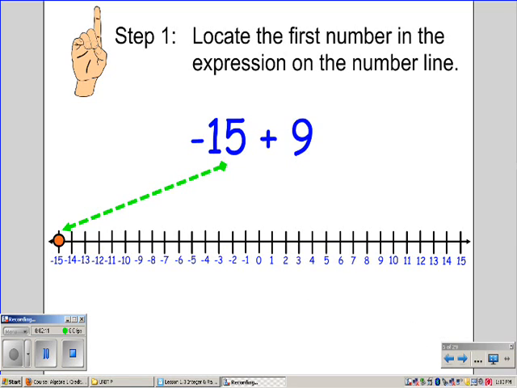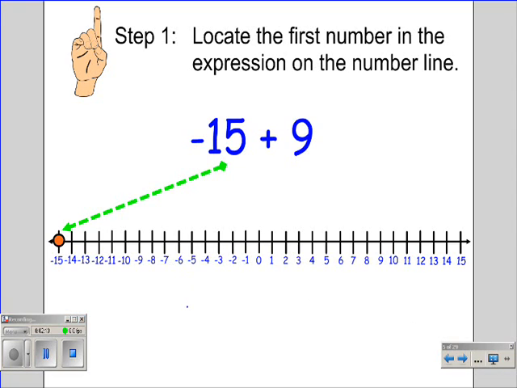If I was given a problem like this and I wasn't provided with a number line, I might draw one. I want to make sure that negative 15 is on there. And I remember that as I move to the right, my values are increasing. So I have negative 13, negative 12, and as I move to the left, they are decreasing in value. So negative 16, negative 17, etc. in that direction.